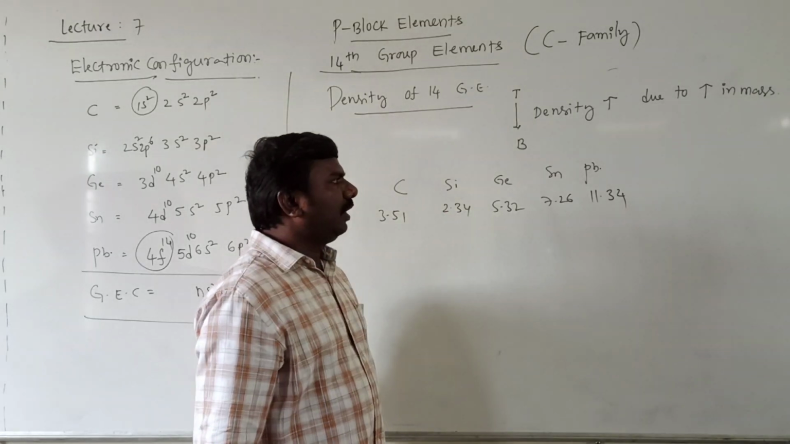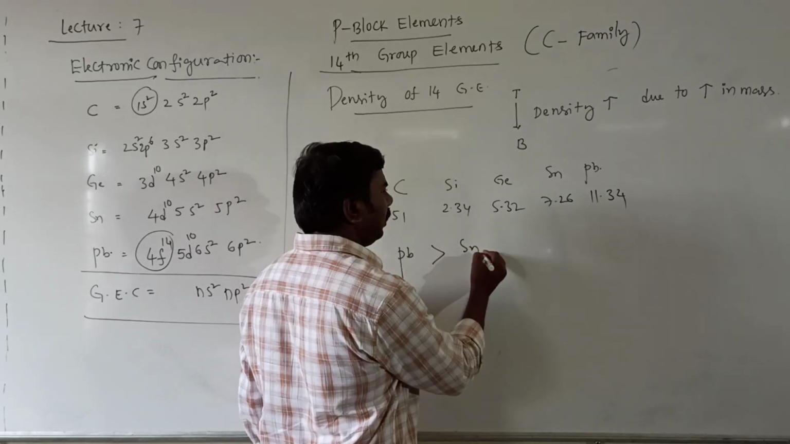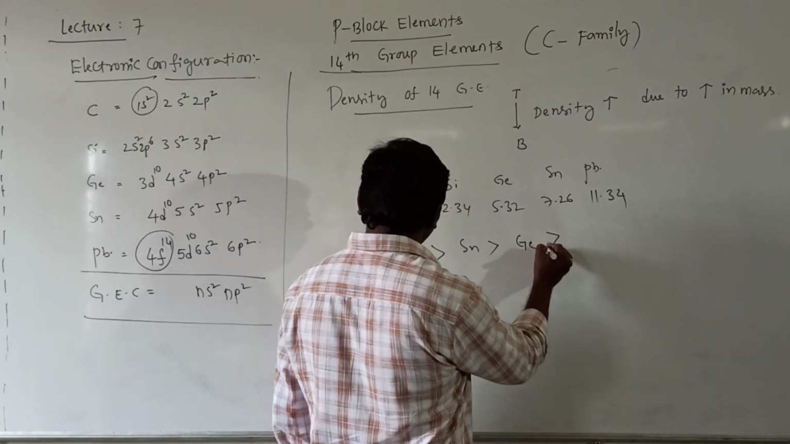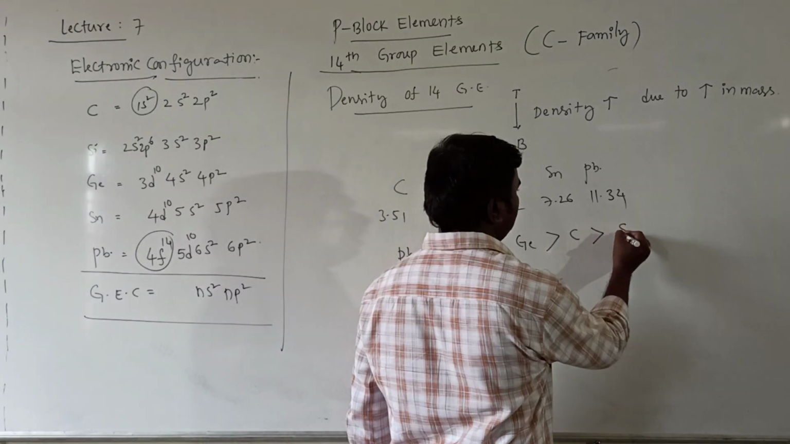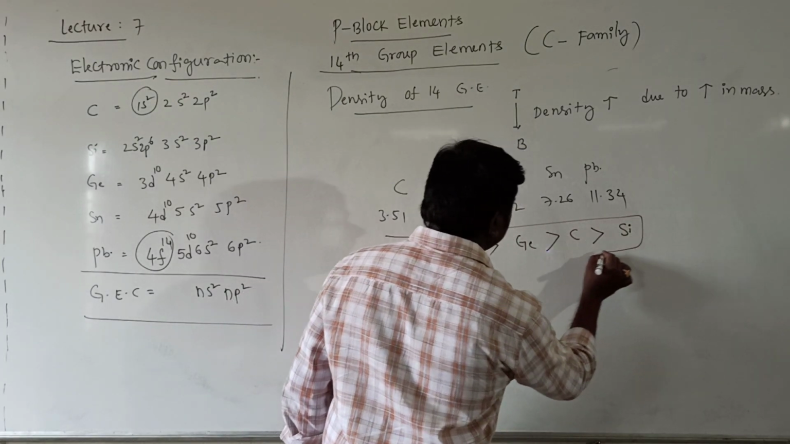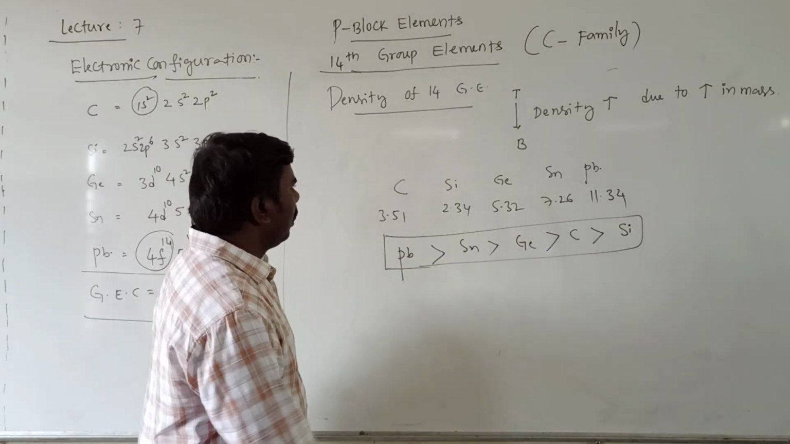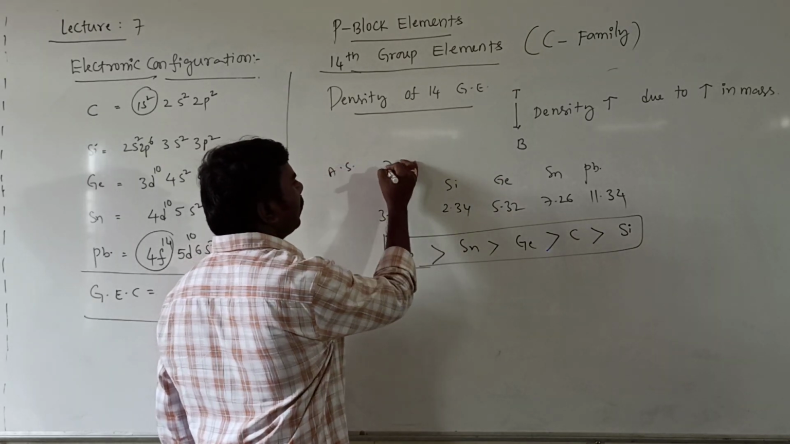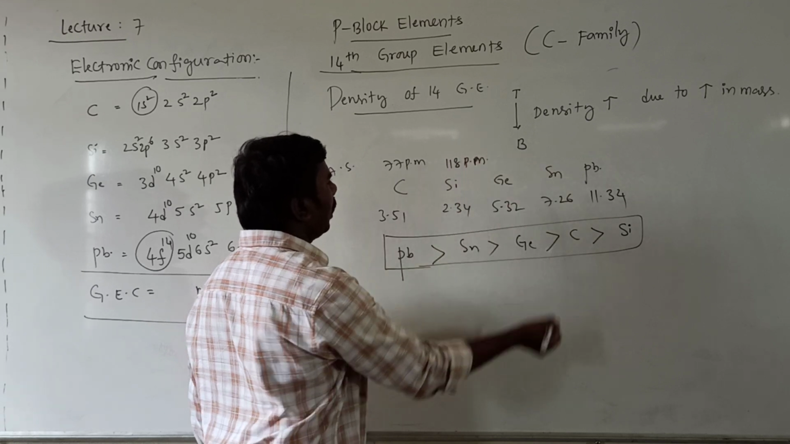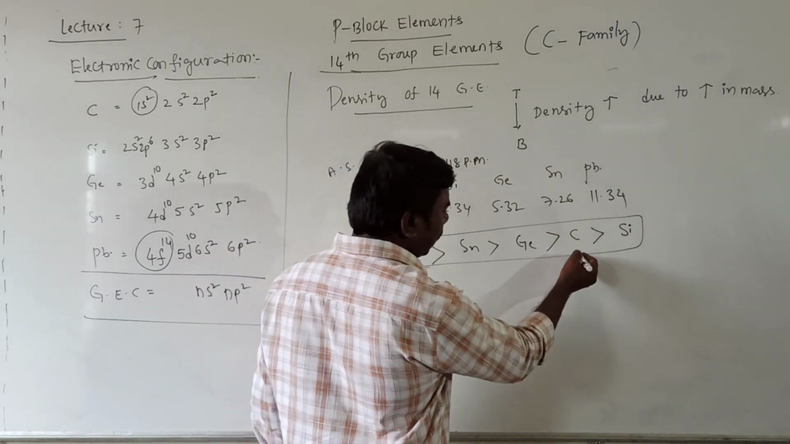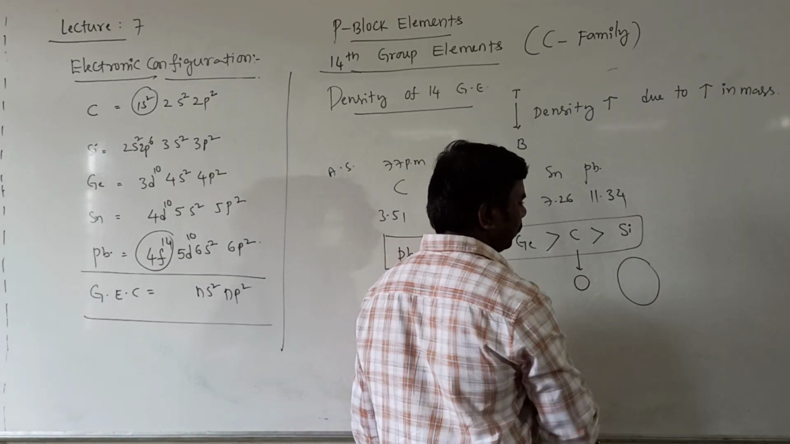Now, observe carefully: lead is highest, followed by tin, followed by germanium, followed by carbon, but not silicon. Carbon is greater than silicon. A very small variation, you just observe and put a box for this also. Carbon atomic size I am writing 77 picometers, silicon 118 picometers. From carbon to silicon, carbon has small size and silicon has large size.